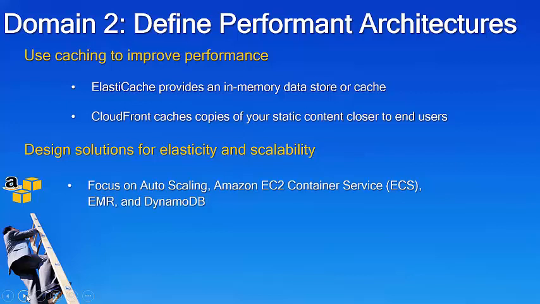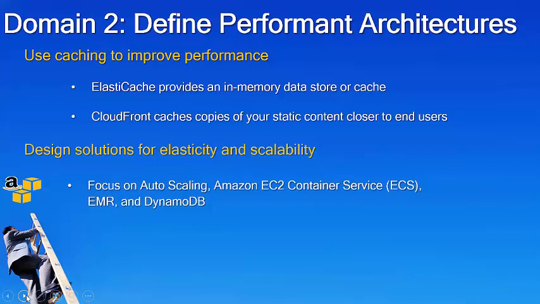The next caching service you should focus on is Amazon CloudFront. CloudFront can be used to deliver your entire website, including dynamic, static, streaming, and interactive content using a global network of edge locations. In addition, focus on Amazon DynamoDB Accelerator, DAX, and Route 53 from the caching standpoint.